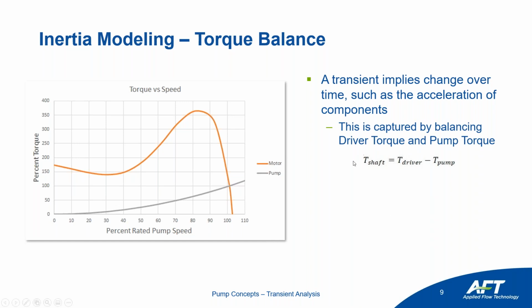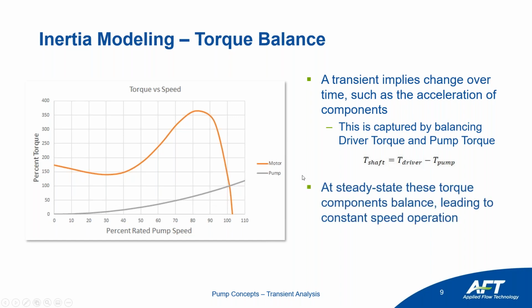So you'll have shaft torque, that's the difference between the driver, or the motor in this case, and the torque required by the pump. So over here, you have a lot of driving force. It decreases a little bit. You have the most driving force between the motor and the pump. And then, like a pump system curve, where they intersect, the motor is supplying the exact amount of torque that the pump requires.